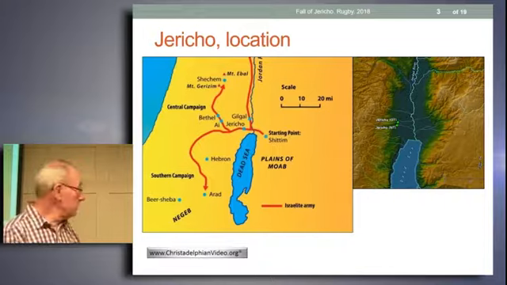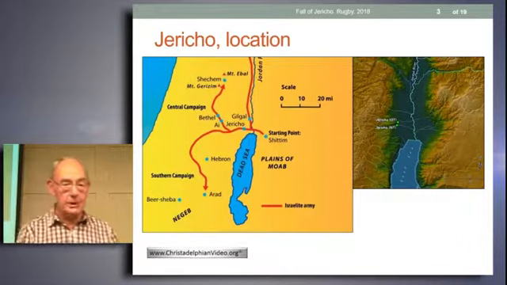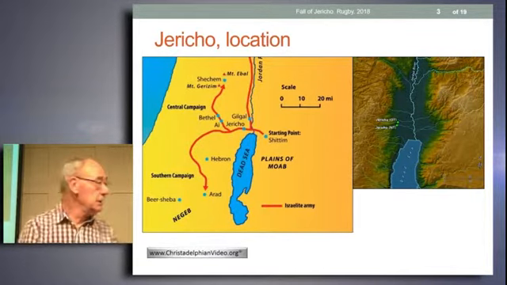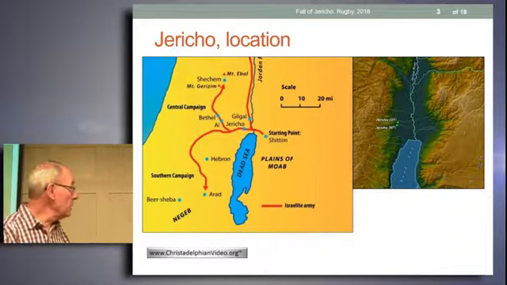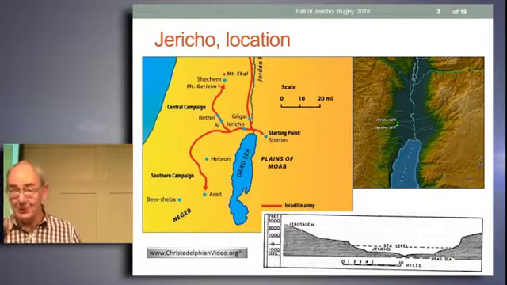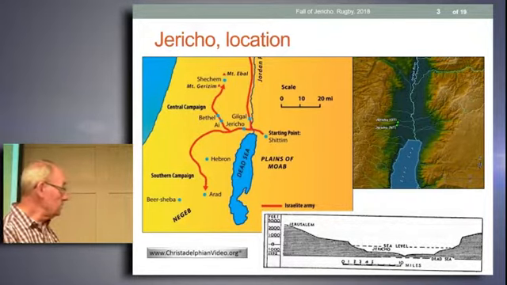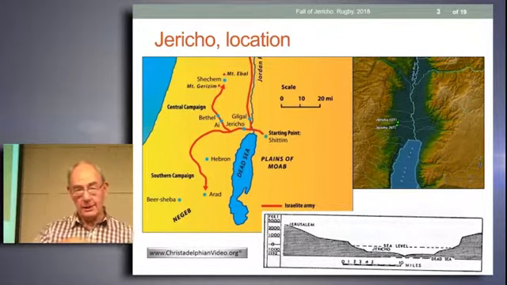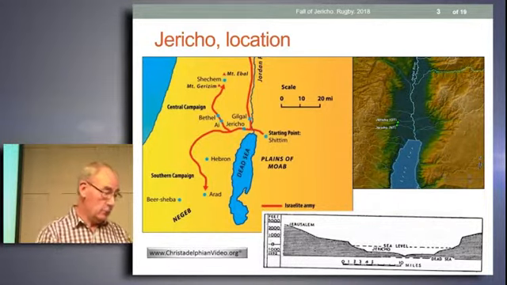The other interesting thing to notice about Jericho is its altitude. It is actually below sea level. It's about 800 feet below sea level. So there's the level of the Mediterranean Sea, and the Dead Sea is also low, of course. So Jericho is a very low-lying city. So that's where it is and was.